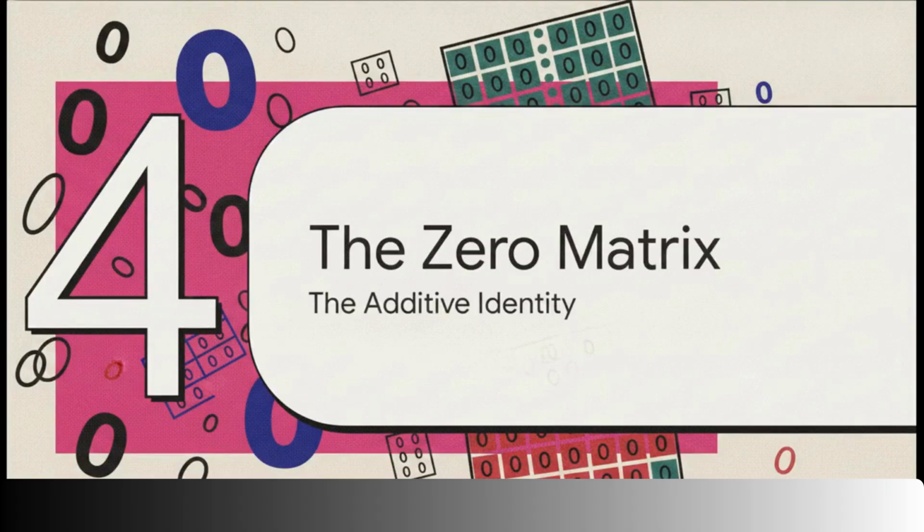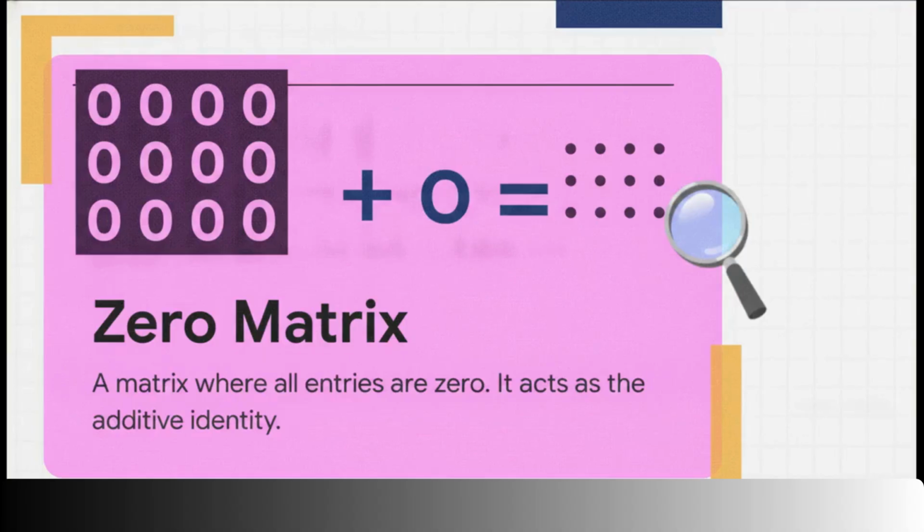Moving on to part 4. Meet the zero matrix, the additive identity. Now let's introduce a very special character in linear algebra. You know how every mathematical operation usually has a concept of nothing? In regular math, it's just the number 0. Well, in the matrix world, we have something super similar. The zero matrix, which is sometimes called the null matrix, is a grid filled entirely with zeros. It's usually denoted by a large O or a bold 0.